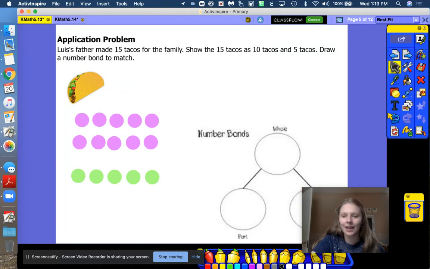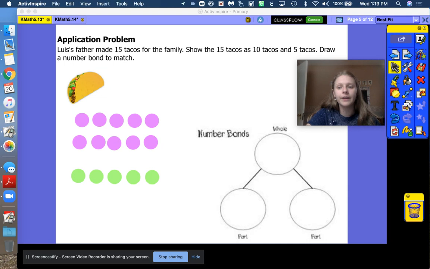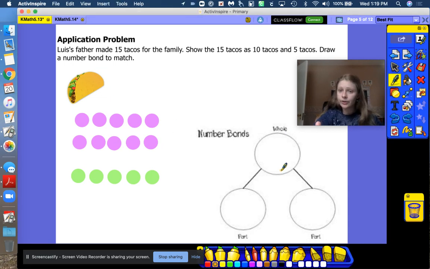You don't want to add any more tacos than he made. So now we're going to fill in our number bond. What are the 2 parts that you see in it? Good. You can look at the colors and you can remember that to write teen numbers in number bonds, it's easy to split it up by looking at that 10 that you have.